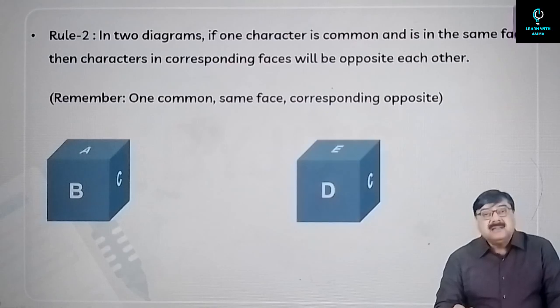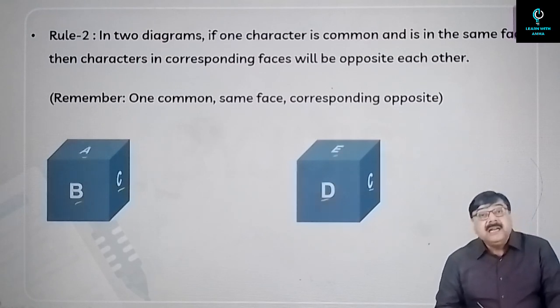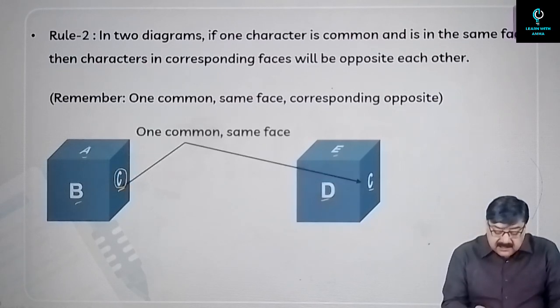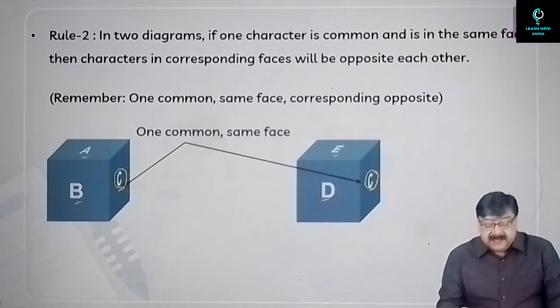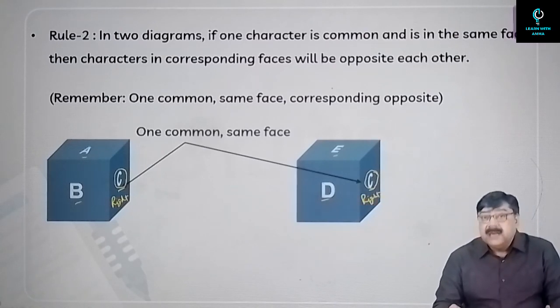Now we have two instances as they are in front of you. This time we have three letters. In each of the situations, you see A, B and C. Here also E, D and C. Now do you see a letter which is common? Very much. Which is that? That is letter C. Is letter C in the same face? Yes. It is in the right face in both the diagrams. So one letter is common and it is in the same face in both the diagrams. Hence, similar faces will be opposite to each other, or corresponding faces will be opposite to each other.